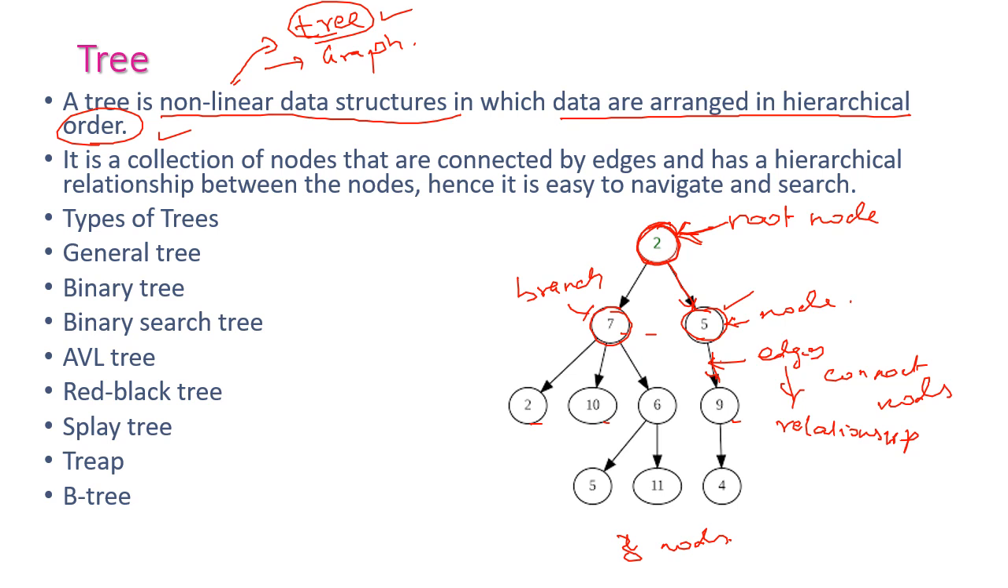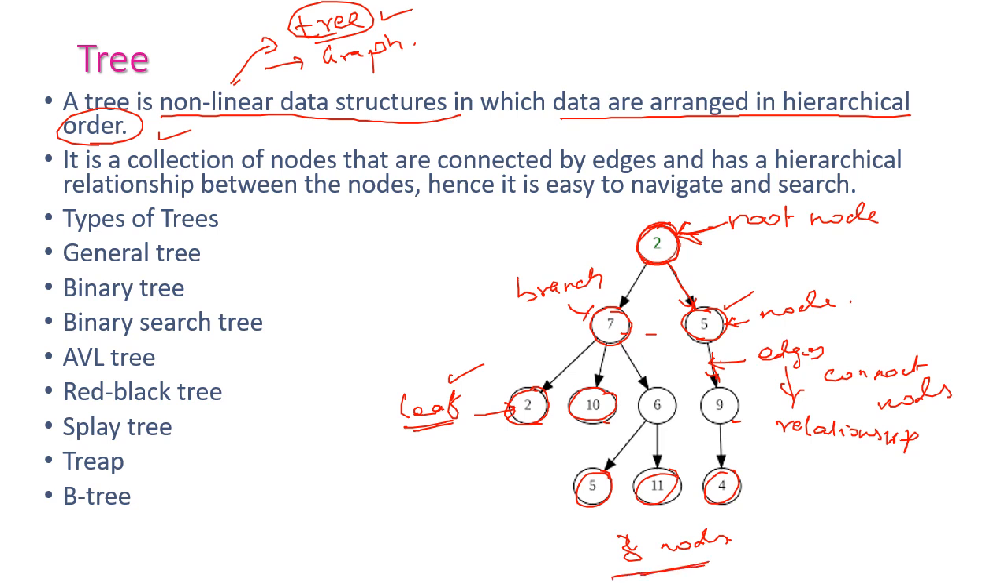And the third type of nodes are called leaf nodes. In a leaf node, it does not have any branches. Here we have 5 leaf nodes. So the node which does not have any branch is called a leaf node. So this is the example of a tree.